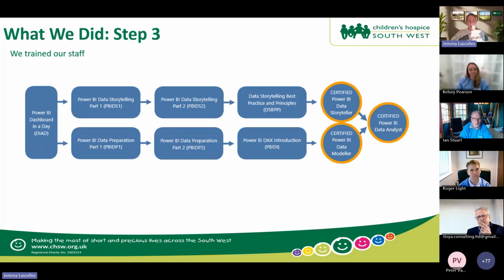And that was fully aligned. I can speak on behalf of Ian and Roger. That's fully aligned with the way that they like to work as well. So they supported us in delivering a suite of training to some data stewards across the organisation at CHSW, and so we now have 8 members of staff with this certified Power BI data analyst training, and that's going to be really powerful as we move forward and build out new models and new dashboards.